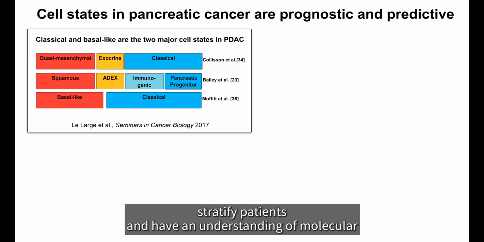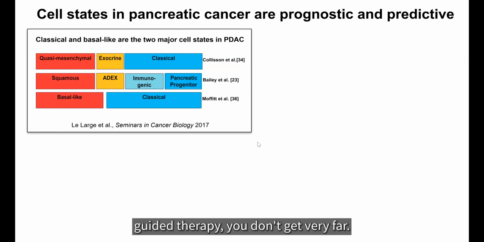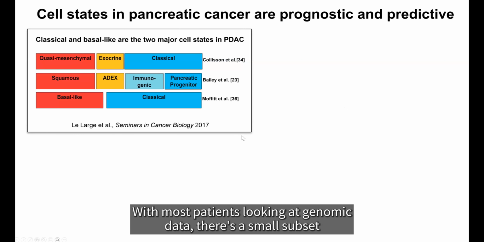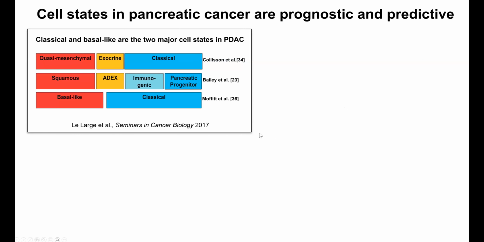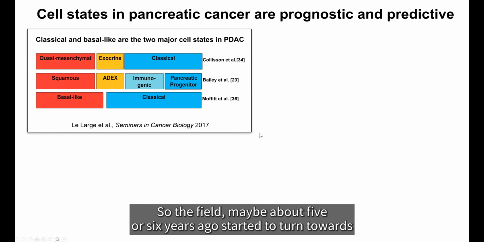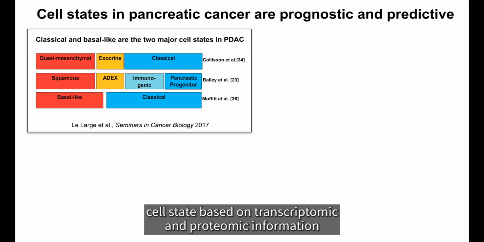When you try to stratify patients and have an understanding of molecular guided therapy, you don't get very far with most patients looking at genomic data. There's a small subset of patients with actionable mutations. So the field, maybe about 5-6 years ago, started to turn towards cell state based on transcriptomic and proteomic information.